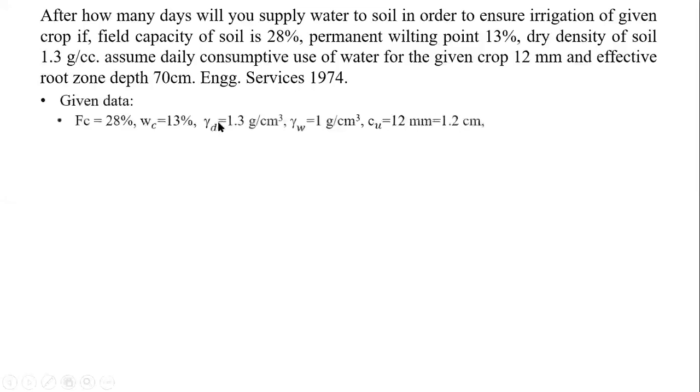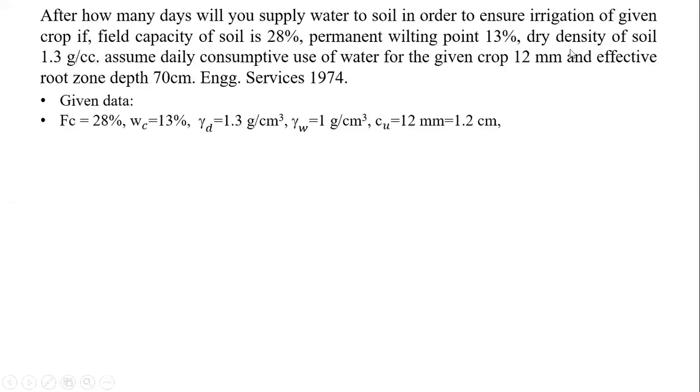So the given data, firstly we will go for given data. Field capacity is 28%. Then wilting coefficient, that is the permanent wilting point, 13%. Okay. Then dry density of the soil, it is 1.3 gram per cc.